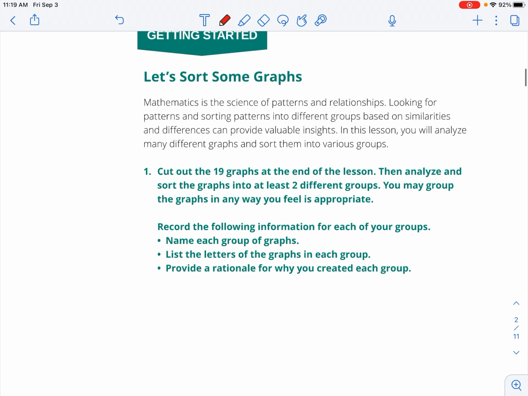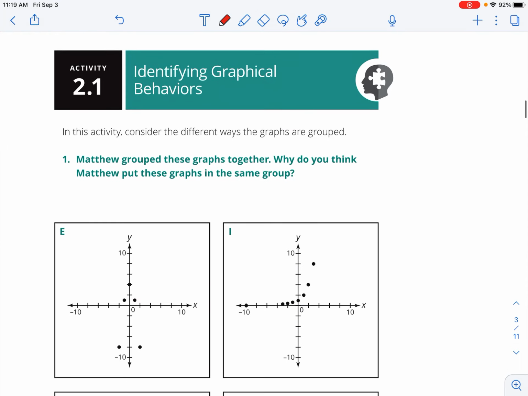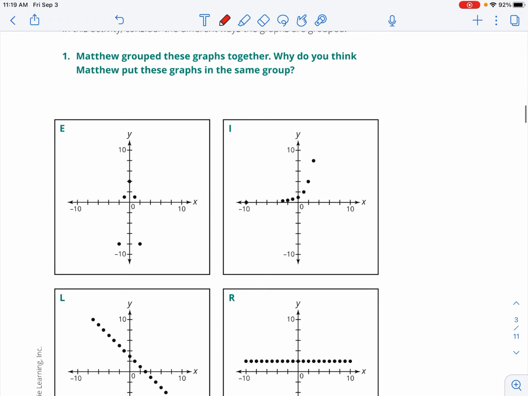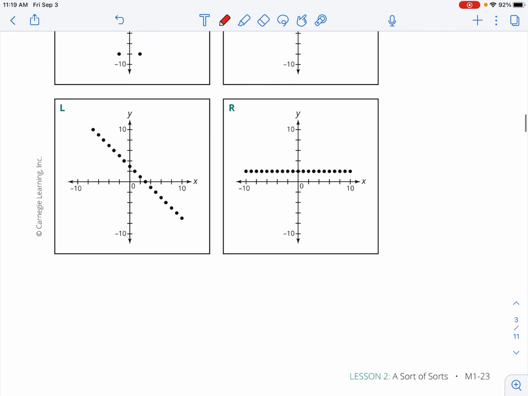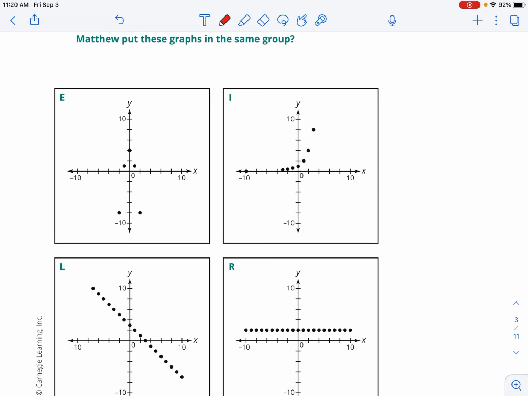Okay, we're not going to cut these out for today. We're going to cut that out sometime next week. But the 19 graphs that are there, what they've done here is group those 19 graphs into some specific ones, and we're going to talk about why they grouped them the way they did. So on the next page, M1-23, the reason why they grouped these together, they're all not connected.